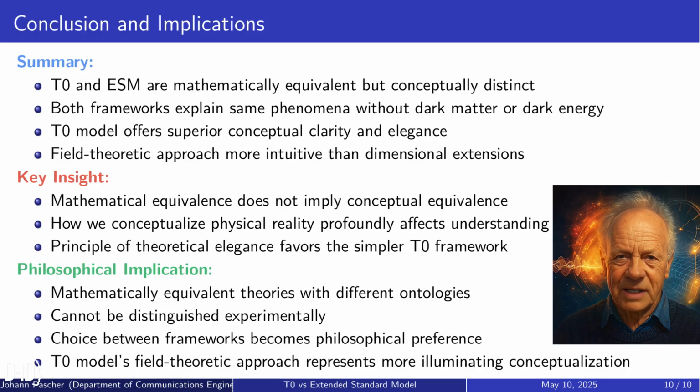From a philosophical perspective, when faced with mathematically equivalent theories that make identical predictions, the choice between frameworks becomes a matter of conceptual preference. According to principles of theory selection, preference should be given to the one with greater conceptual clarity and elegance, in this case, the T0 model. The T0 model's field-theoretic approach represents not merely an alternative mathematical formulation but a fundamentally different and potentially more illuminating way of understanding the deepest structures of physical reality. It offers a coherent understanding of the universe without resorting to the abstract notion of an additional dimension that ultimately needs to be reinterpreted as a field extending through our familiar three-dimensional reality.